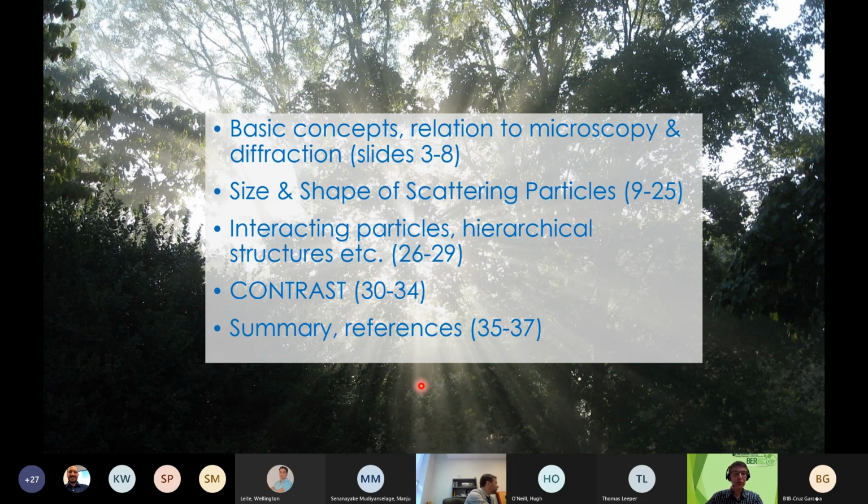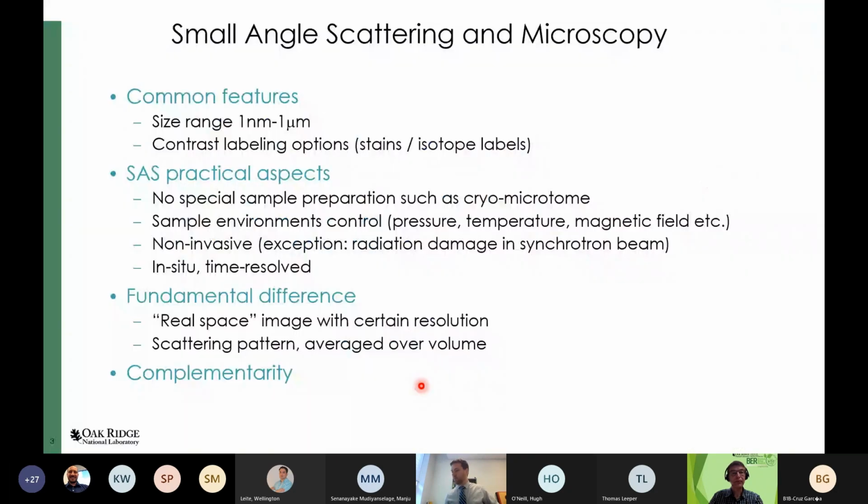And then I'm going to go a little bit broader into interacting particles, but that will be much more brief. And then I'm going to go back to contrast at some point. Hugh already mentioned contrast for neutrons in his overview. I'll talk a little bit more at the beginning about just the very necessary, and then I'm going to go a bit more into detail at the end. And then I have a summary, and there are also references listed at the end of my slides.